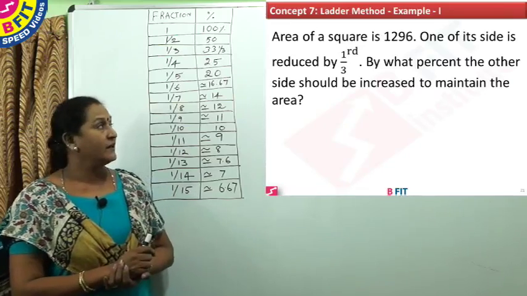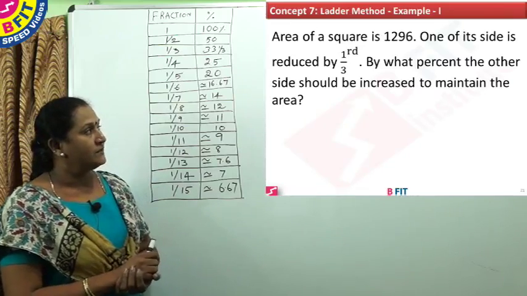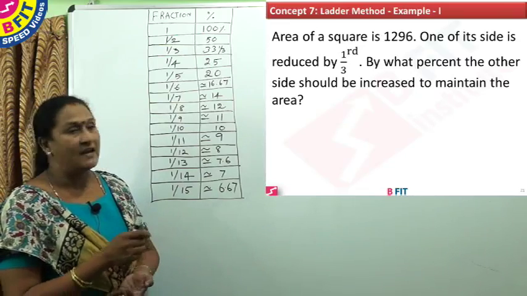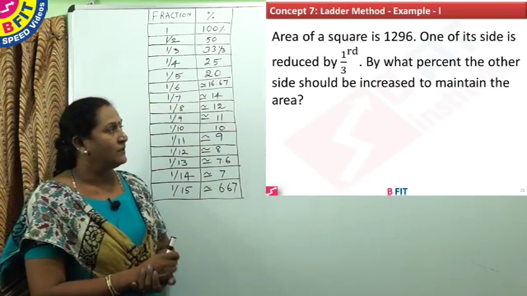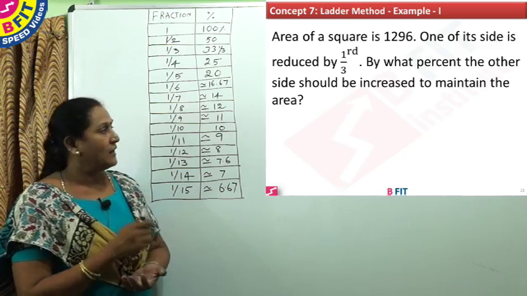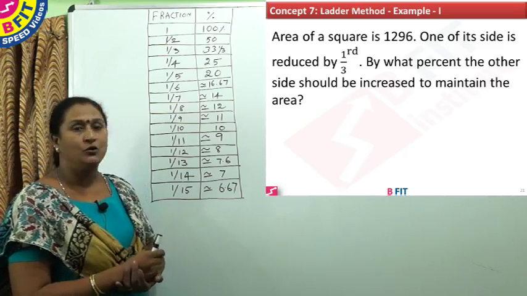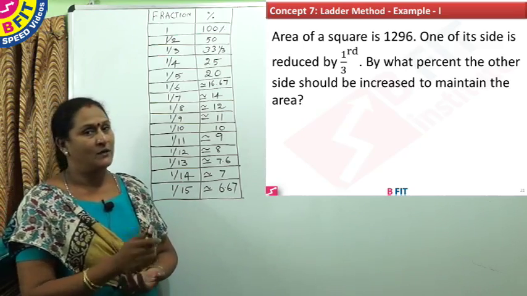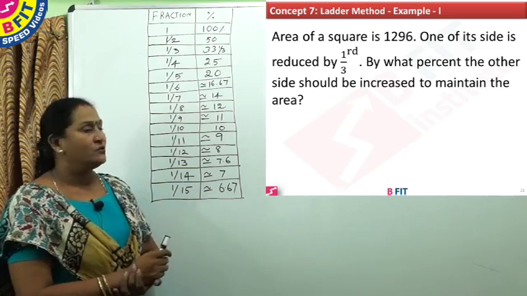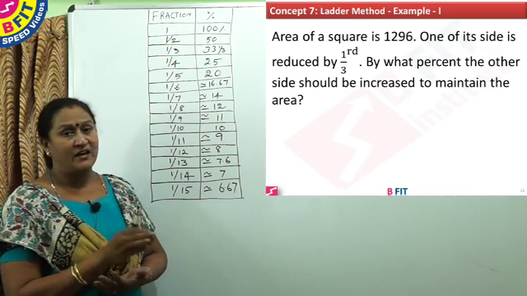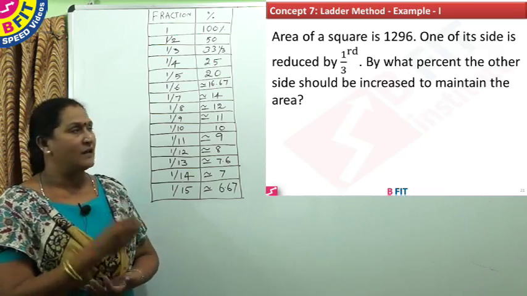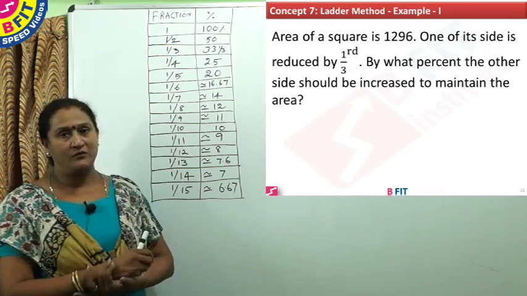So the question here is, the area of a square is 1296 square centimeter. One of its sides is reduced by 1/3. By what percent should the other side be increased to maintain the area? The area of the square is given as 1296 square centimeter. To find its side, we will find the square root, using the square root shortcut or speed maths concept.